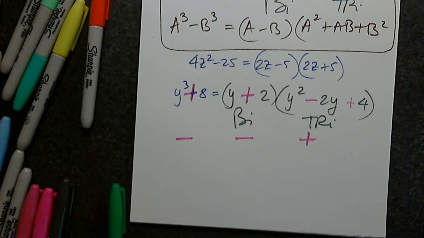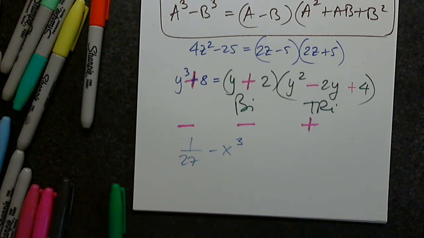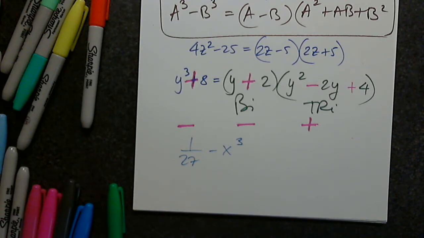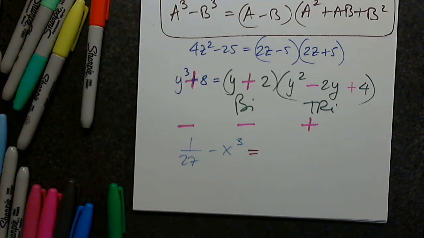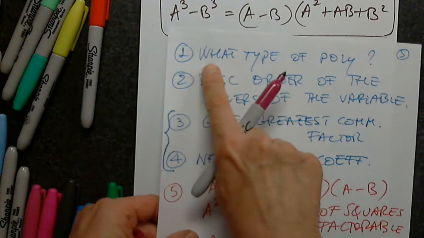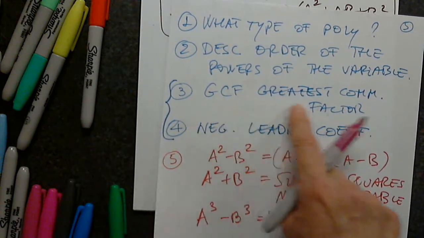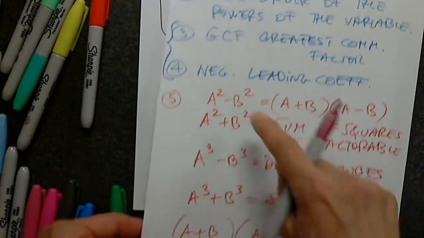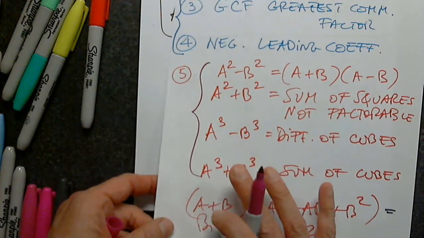Okay, so let's look at 1 over 27 minus x to the third. And then I would like to move on to trinomials. Okay, what type of polynomial is this? So I'm going back to my first question. Like a binomial. So first I have to identify what type of polynomial, then descending order. If not, I rearrange it. Then the greatest common factor, and then the negative leading coefficient. And then I have 4 special products to think of if we are facing a binomial.